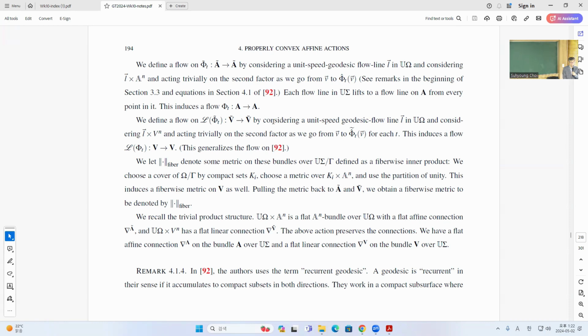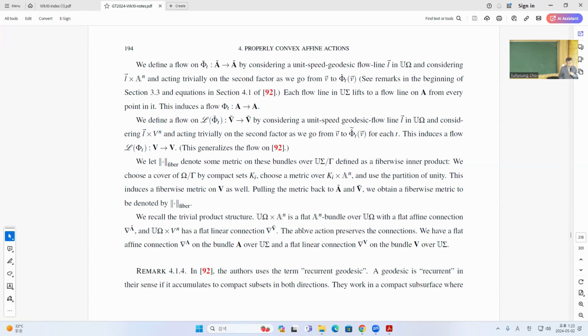And then for B, you can do the same. In the second factor, you act trivially, but in the quotient, we have some non-trivial flow. And also, you can define this fiber metric, which is just the fiber-wise inner product. This means that for each point, you just take some arbitrary fiber-wise inner product. But of course, the way to construct it is you cover by some compact sets, and then you choose some metric over here, maybe constant metric, and then you sum by partition of unity. And then we have this trivial flat affine connection here, and this has a flat linear connection.